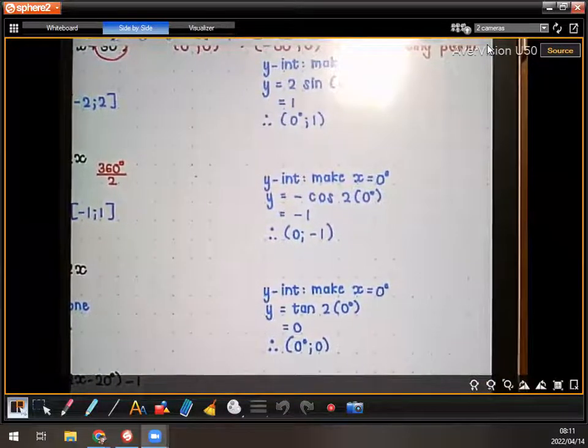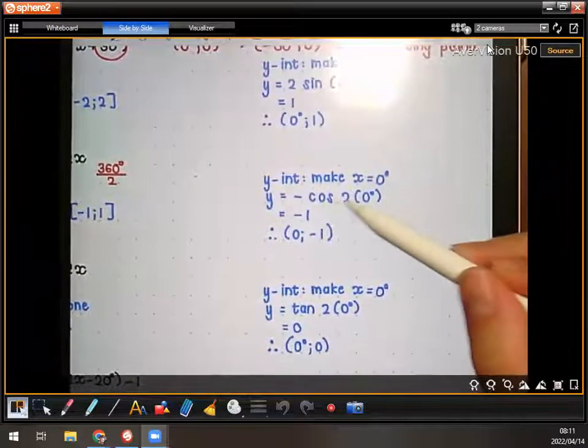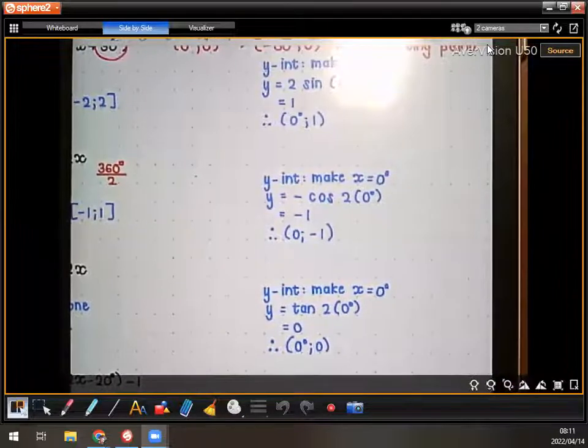There you go. Again, for your y-intercept, you make x 0, so you put that into the equation and you get your answer on the calculator.